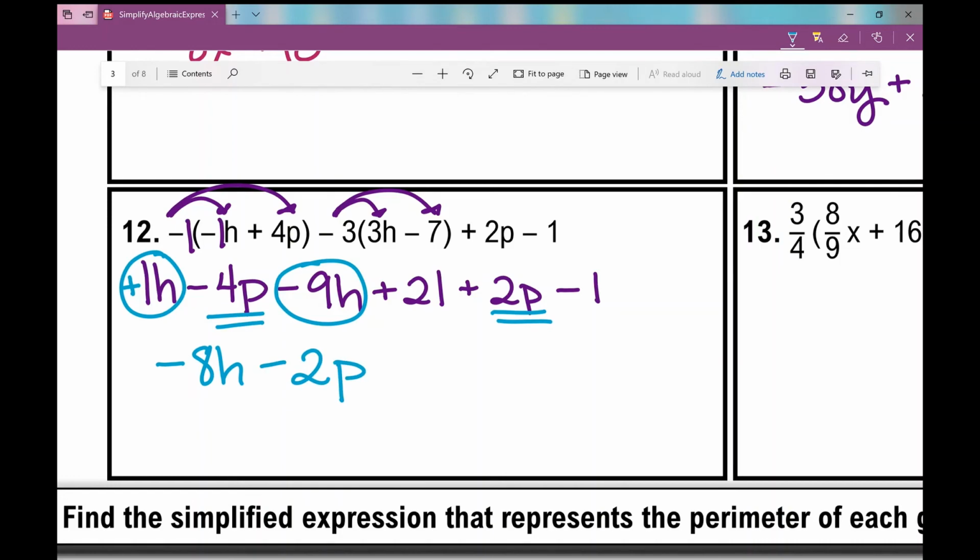Notice I'm actually writing in alpha order. That'll come later on in your year in algebra, but H comes before P in the alphabet, so that's why I'm writing it in that order. And now look at 21 and negative 1. And notice I put a different number of lines underneath those terms. Whatever you need to do, you can use highlighters, whatever, whenever you're identifying like terms. So 21 and negative 1, those combine to make positive 20. Let's move on to number 13.